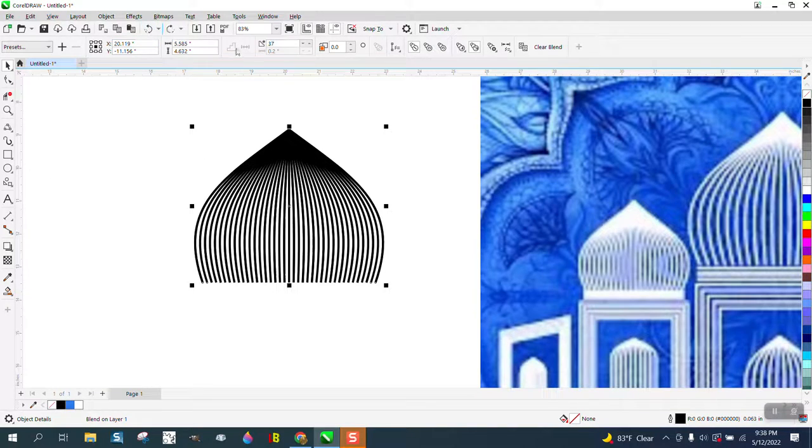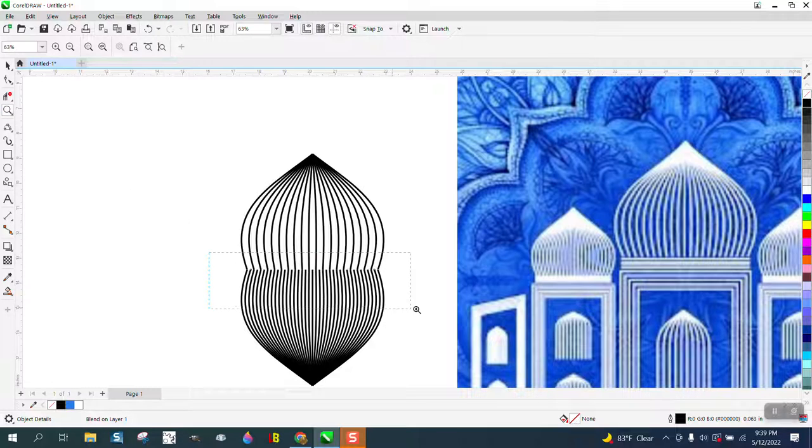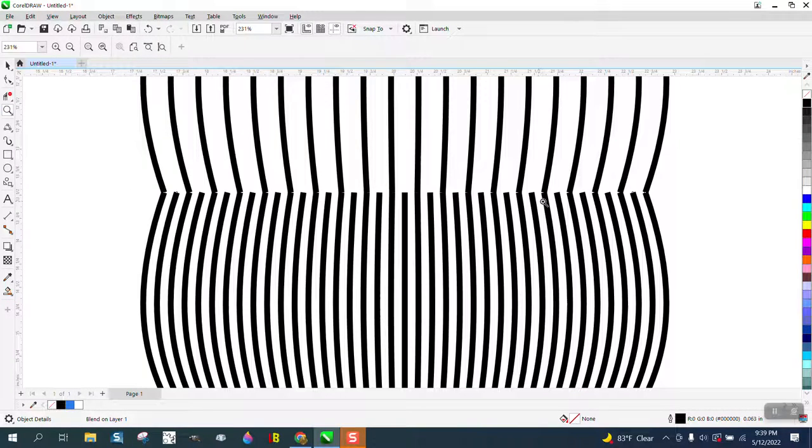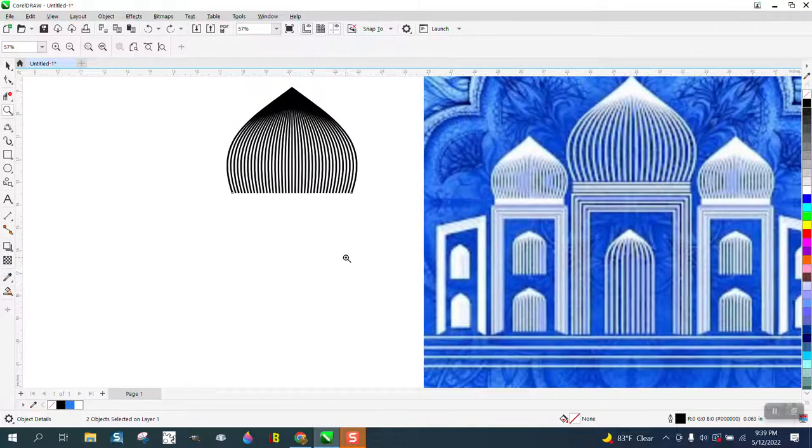I guess what we could do is, with a blend, you can't really mirror it. But I guess we could try to mirror it this way and see what it looked like. And so that's what's happening. There's lines in between the lines plus the lines themselves. Not that big a deal, but it is kind of a neat effect.